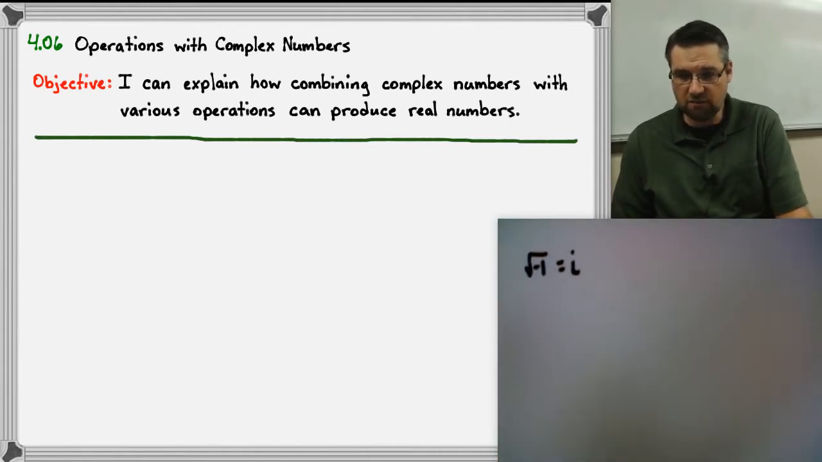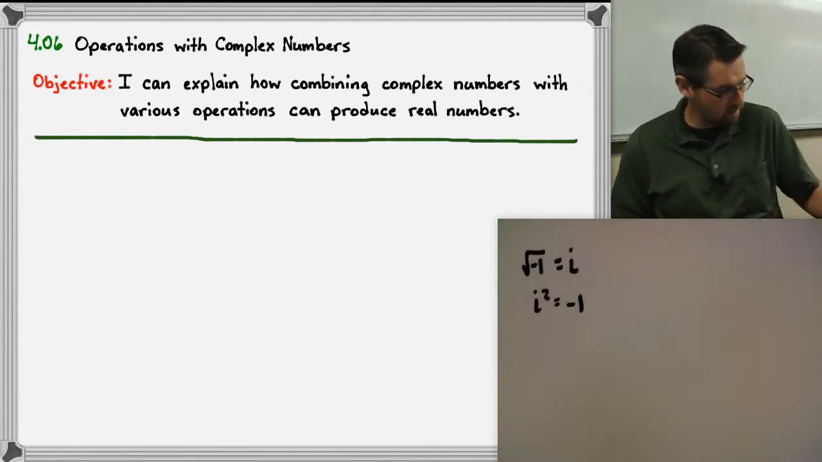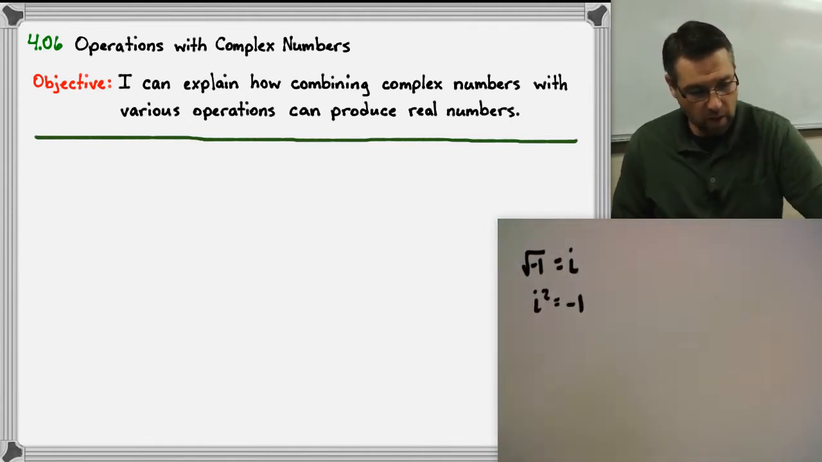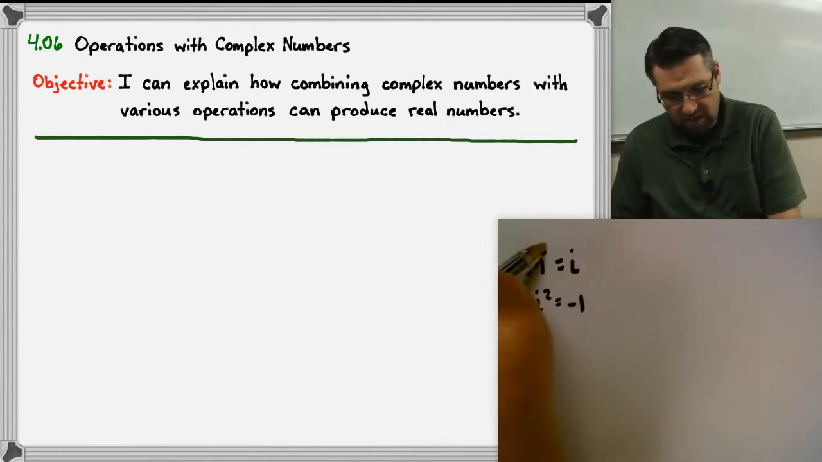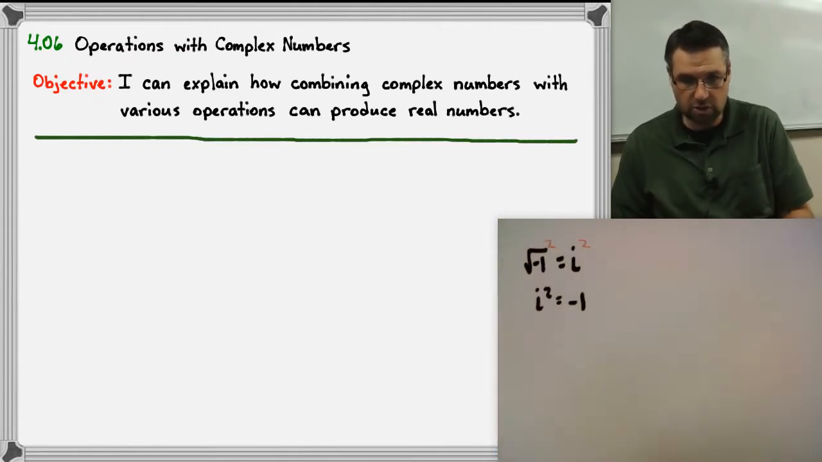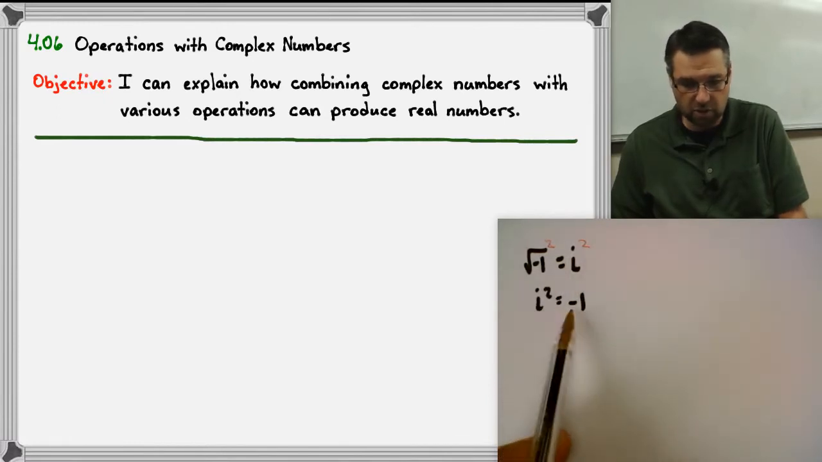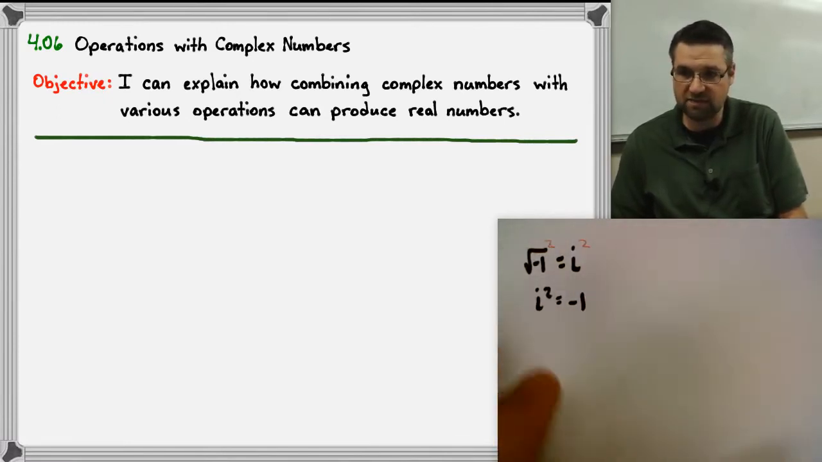And as a result of that, we know that i squared is going to be -1, because when I square both sides of this top equation, the square root and the square are inverse operations, so those cancel each other out, and you're left with -1, and on this side you have i squared, so i squared equals -1. So I told you last time that that's very important.